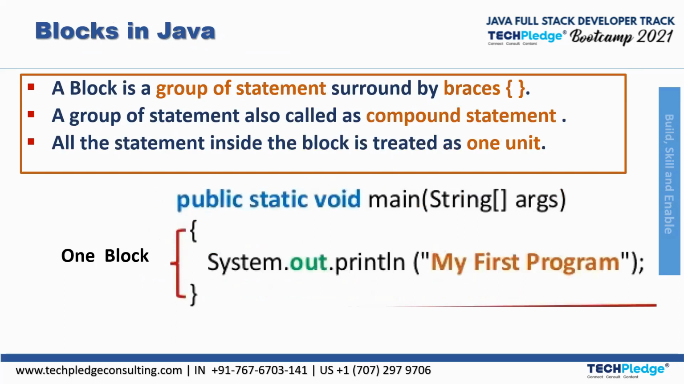Okay. So next, what do you mean by blocks in Java? When you write a program, you see that within curly braces you include this System.out.print, my first program. This is one of the statements that you use while you're creating a block in Java. A block can be a single statement, or it can be multiple statements, based on your requirements. But anything that comes between the two curly braces, we consider to be one entire unit, one block.